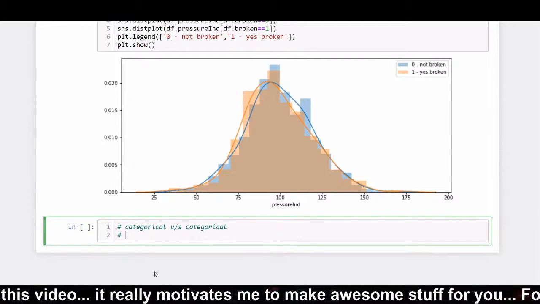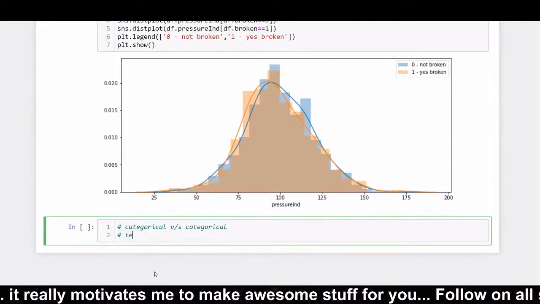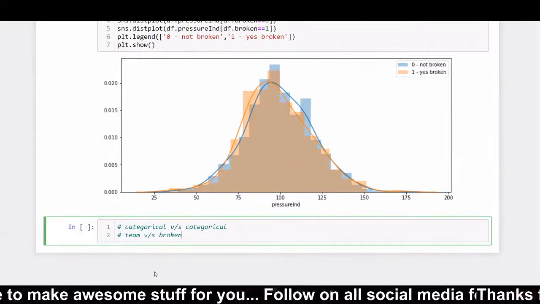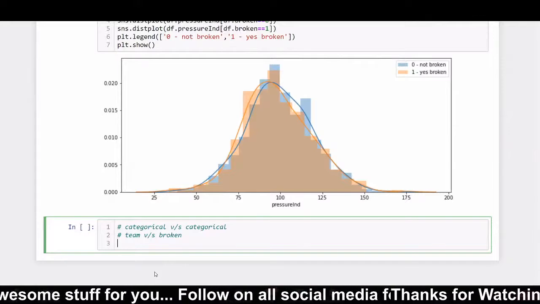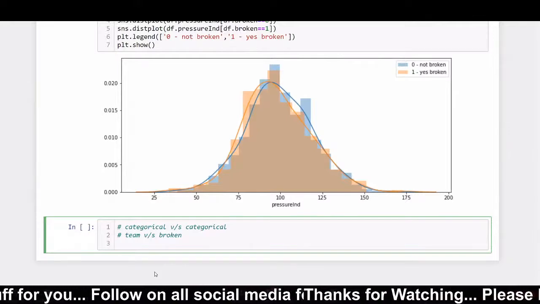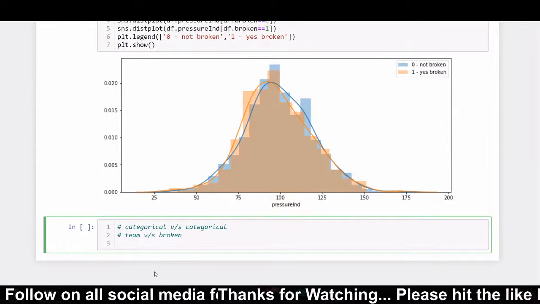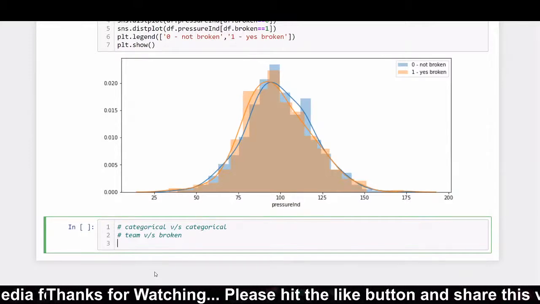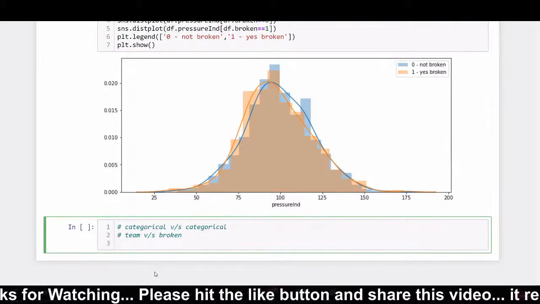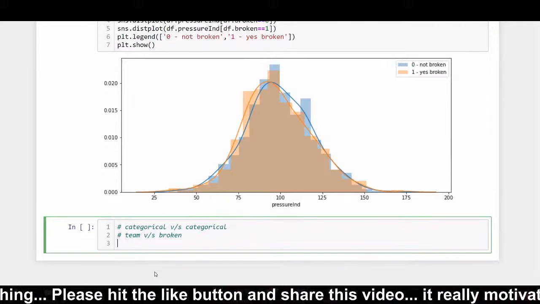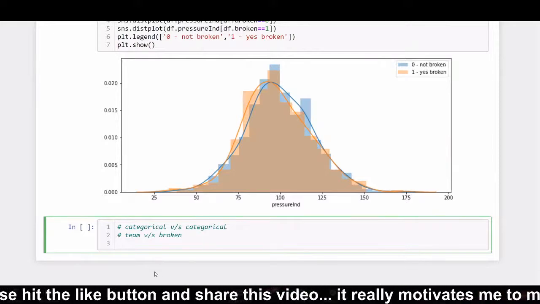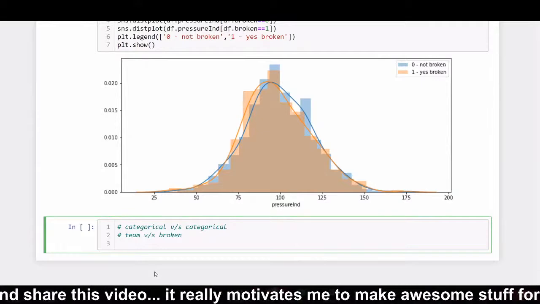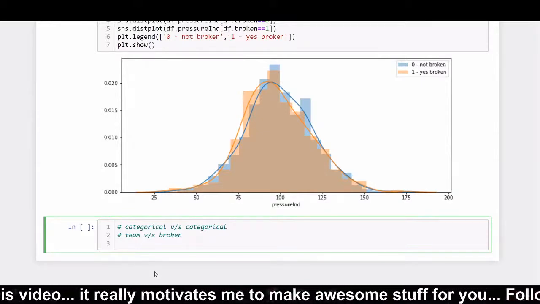So let's say we'll compare team versus broken. We have team as a categorical attribute, so we analyze how teams are impacting the machines which are damaged or not damaged. That's one of the analyses we want to see. We can use a graph called a bar plot, that's one way to consume that. The other way is to use a method called countplot, that can help us here.